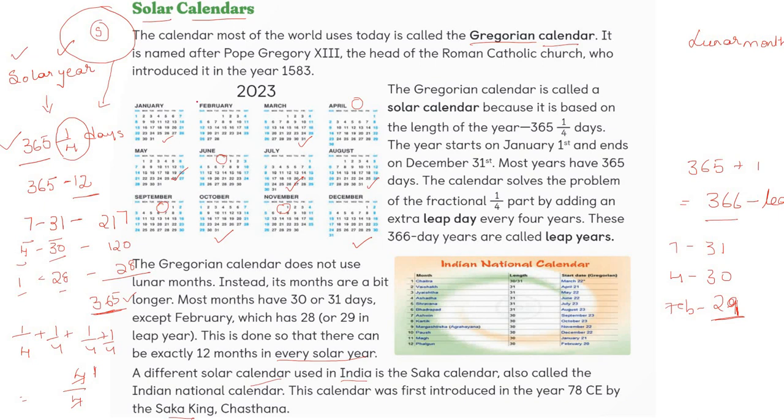So most of the calendars used today are Gregorian calendars, named after Pope Gregory XIII. In which year?